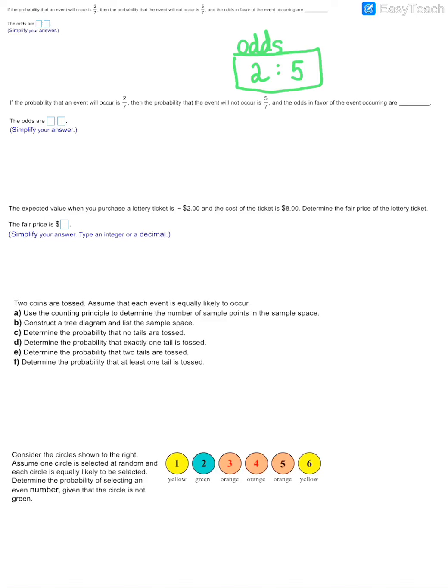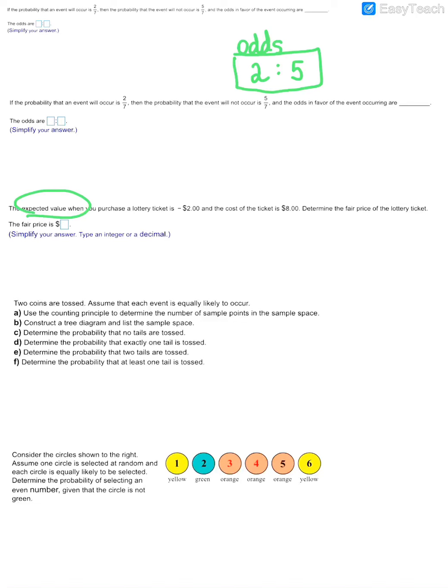All right, with the next question, if the probability that an event occur, oh, that's actually the same one, sorry, so let's move right along. On the next one, we're looking at the expected value when you purchase a lottery ticket. So that expected value, notice, is negative $2. So that's what you're expected to win each time, which means you're expected to be losing $2.